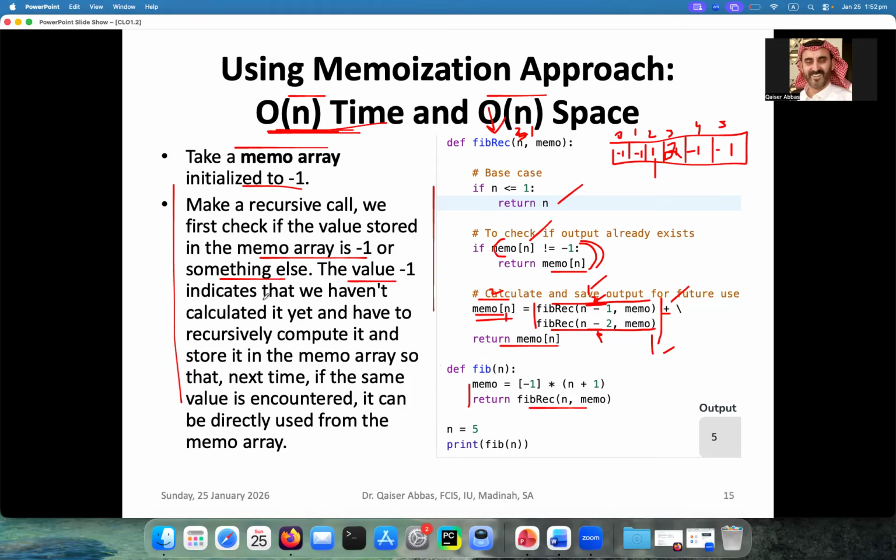If the value in the memo is -1, then it indicates that we have not calculated it yet. We have not calculated the value of it and have to recursively compute it. So we will go there and compute it recursively and store it in the memo array, as we are storing it here, and return it. So that next time, if the same value is encountered, like for this 2, it can be directly used from the memo, as we were using it directly from the memo. Understood?